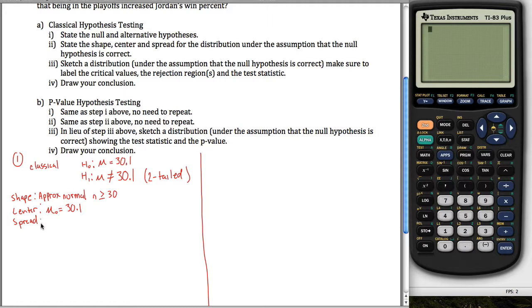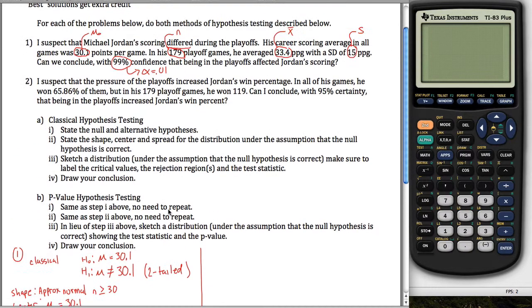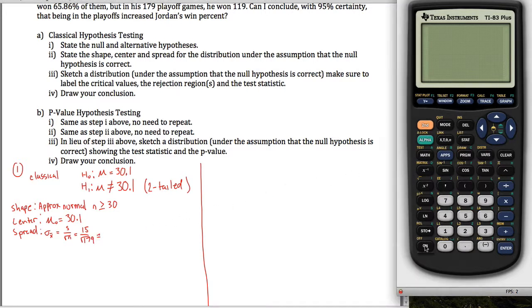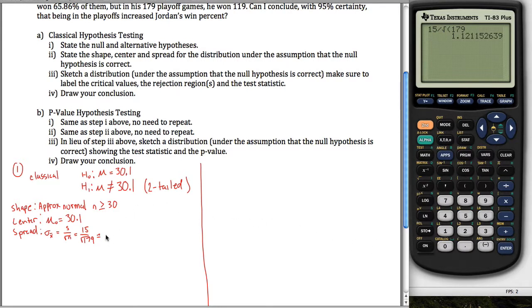And the spread, it's the standard deviation of the sampling distribution, is s divided by the square root of n. So in this problem, s was equal to 15. And n was some huge number, what, 179? So we can estimate that over here in our calculator. 15 divided by square root of 179. And you get about that, 1.12-ish. All right, shape, center, spread.